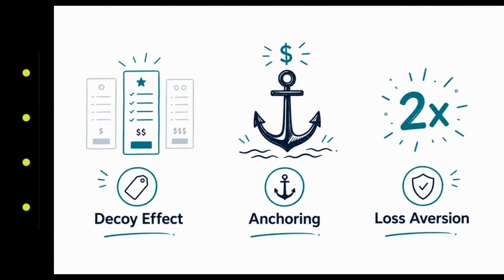3 cognitive biases dominate pricing page behavior, and every successful SaaS company uses them whether they realize it or not. Number 1, the decoy effect, where a strategically inferior third option makes your target plan look like the obvious best deal. Number 2, anchoring, where the first price a visitor sees sets their reference point for everything else on the page. Number 3, loss aversion, where the fear of missing out on features is roughly twice as motivating as the prospect of gaining them. Understanding these is not academic. The data shows they directly move revenue on your pricing page.